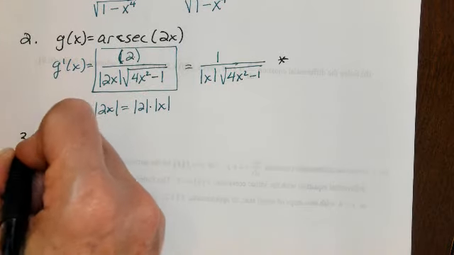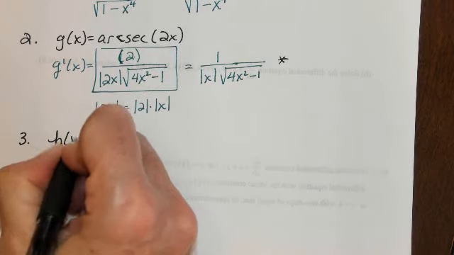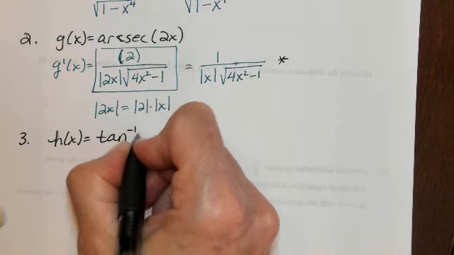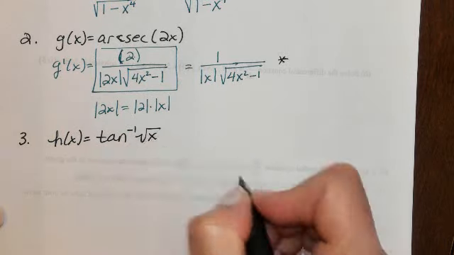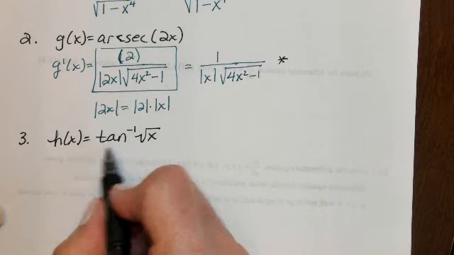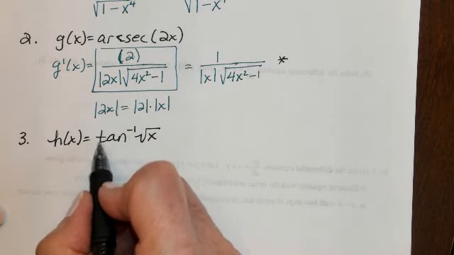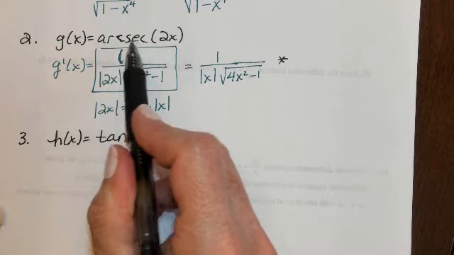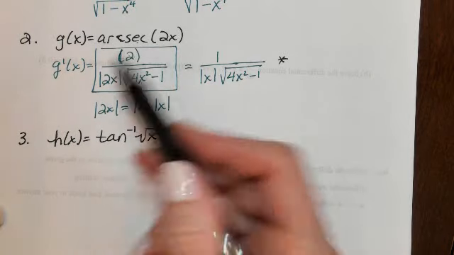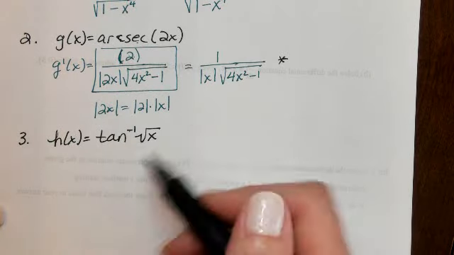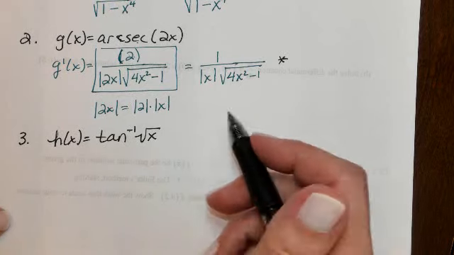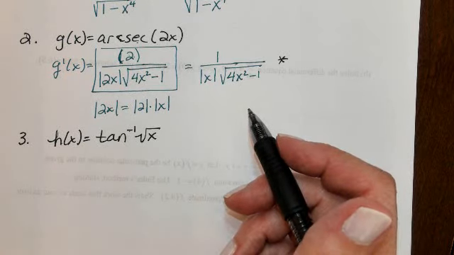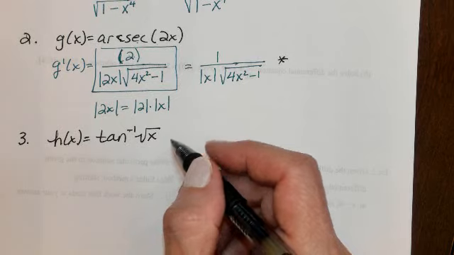Number 3. Let's say that h of x is equal to, I'm going to write it a different way because sometimes you see it written a different way. Instead of arctan, you will see both arctan and tan inverse. You'll see both arcsecant and secant inverse. You'll see all of those. So get used to seeing those 2 different ways to represent an inverse trig function. Okay, let's find the derivative.